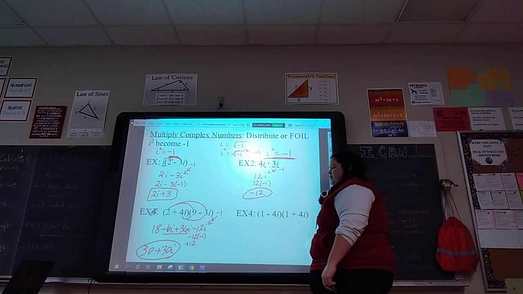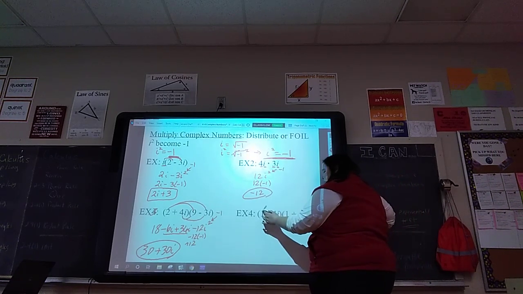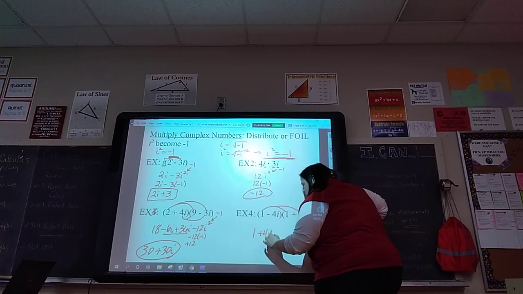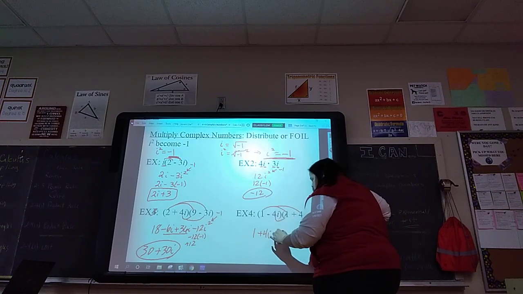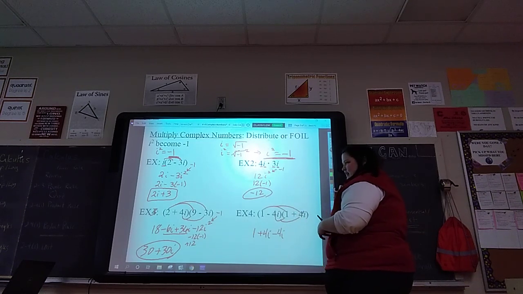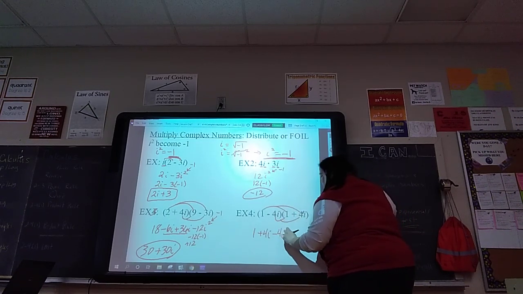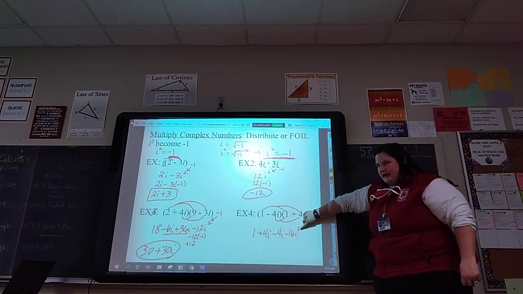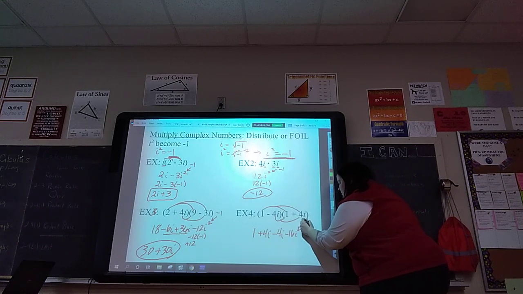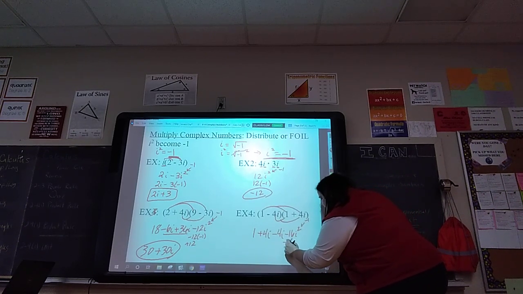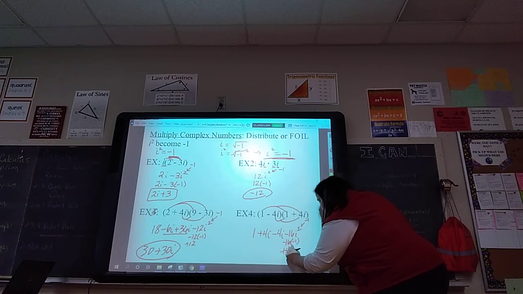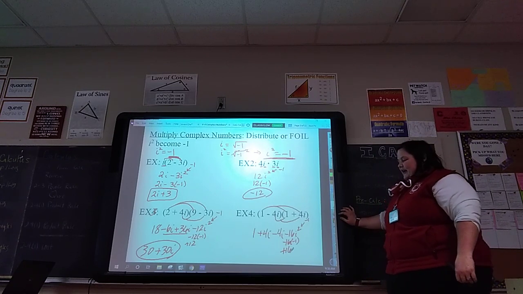Whenever you have a multiplication, you multiply everything together. So we're going to take 1 times both of these. So take 1 times 1, which is 1. Then take 1 times 4i, which is 4i. Then take negative 4i times 1, which is negative 4i. And then negative 4i times the positive 4i, what's that going to be? Negative 16i squared. Yes. What happens to i squared? It becomes negative 1. So we're going to take negative 16 times negative 1 instead. What's that going to do to my 16? Make it positive.